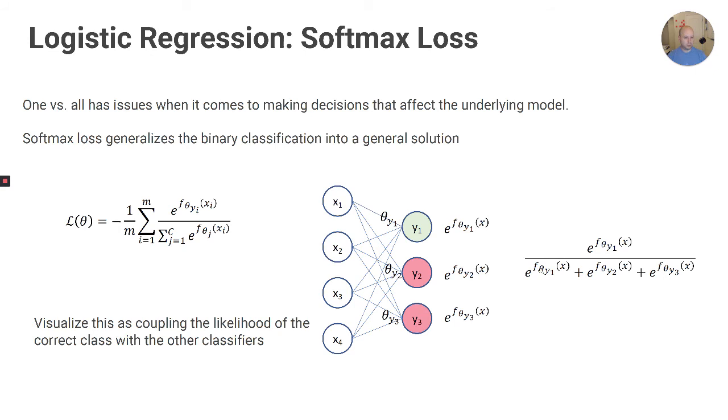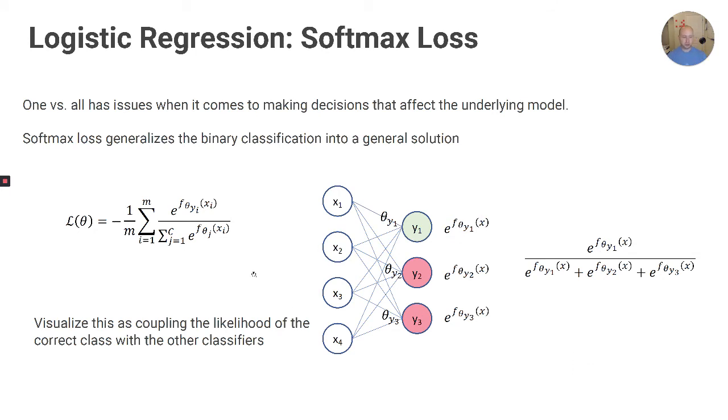And now we treat this as a probability. We divide that value by the sum of the other values, and what that gives us is the likelihood, the proportionality of that particular class against all of the others. The reason that this is important is because now we have coupled the behavior of the other classifiers into the output of this particular classifier.